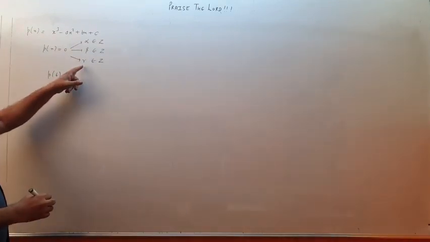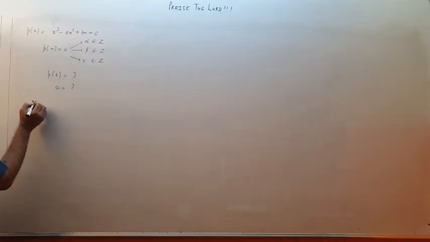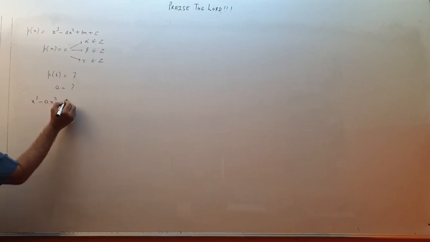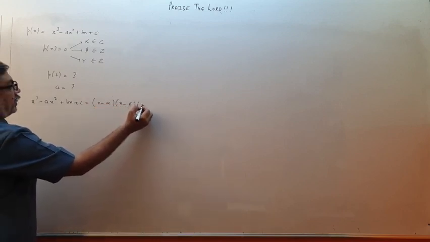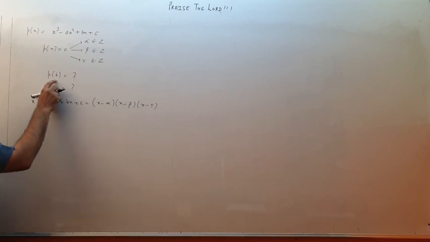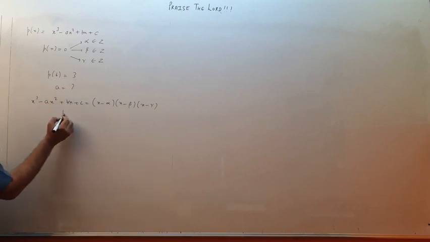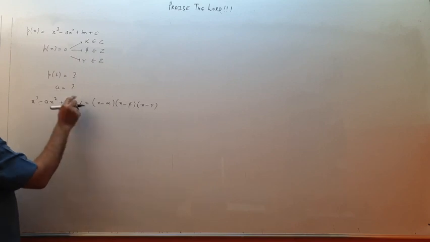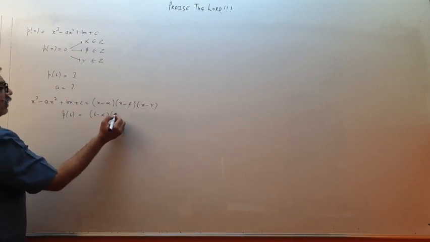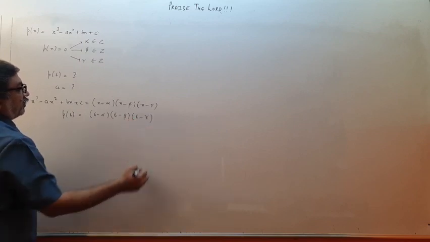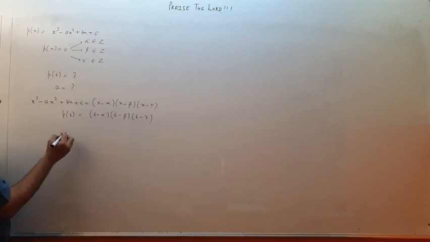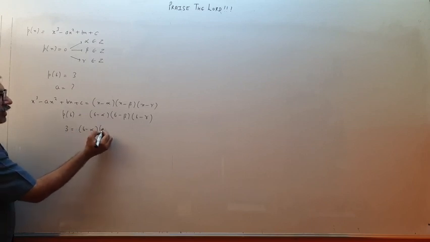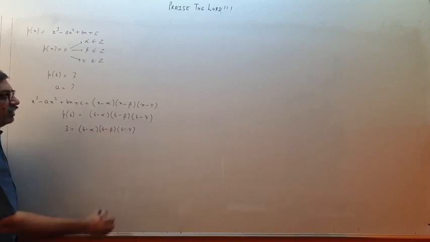So children, alpha, beta, gamma are roots of Px equal to 0. So I can say that x cube minus ax square plus bx plus c will be x minus alpha, x minus beta and x minus gamma. P6 is 3. So if I put 6 over here, P6 will be 6 minus alpha, 6 minus beta and 6 minus gamma. I am putting 6 instead of x on both the sides. So this becomes P6, and P6 is 3, so 3 is equal to 6 minus alpha, 6 minus beta and 6 minus gamma.